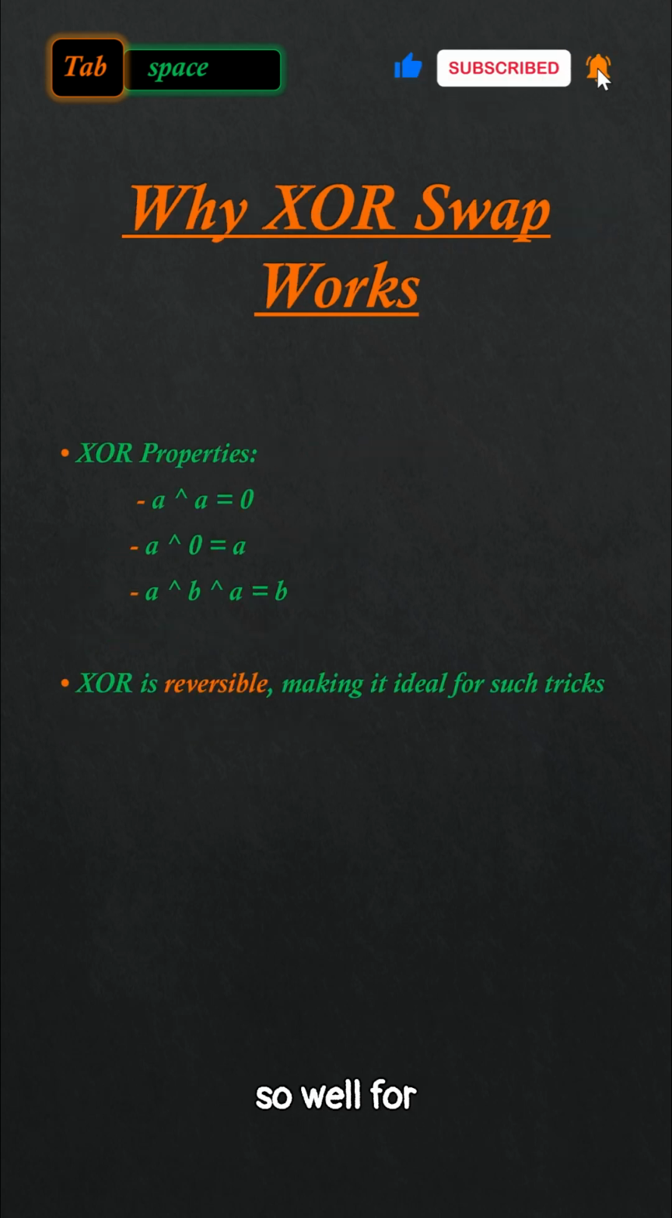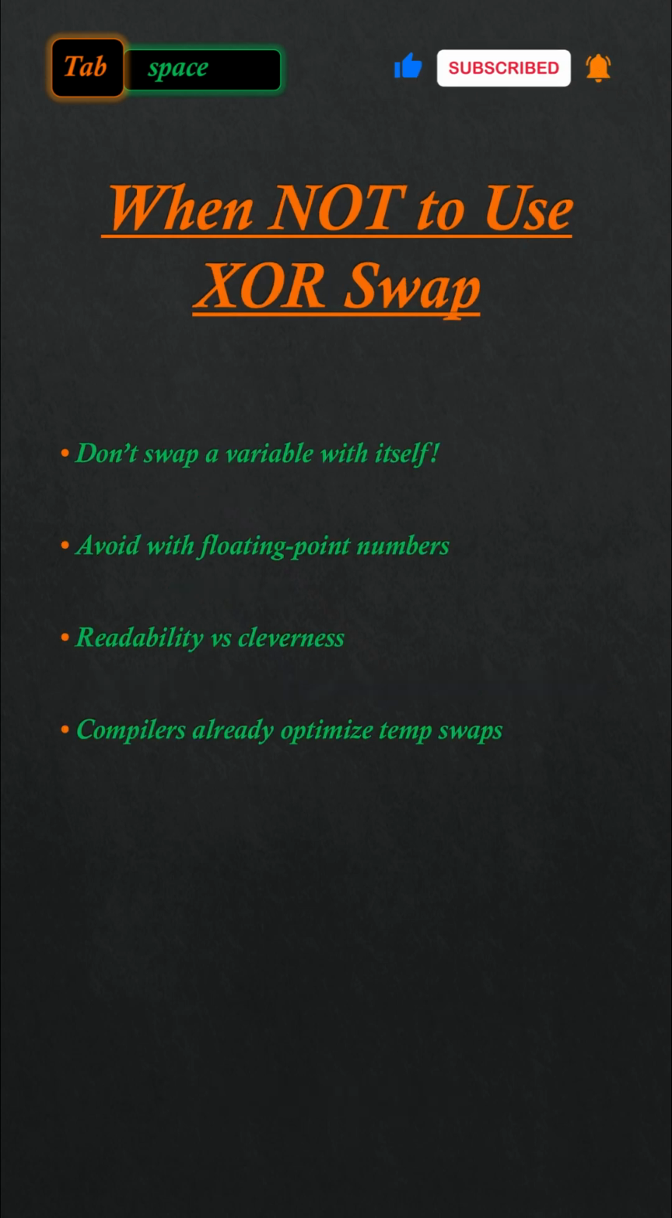Why does XOR work so well for swapping? The answer lies in the properties of the XOR operation. XOR has some interesting properties. A XOR A equals 0, A XOR 0 equals A, A XOR B XOR A equals B. Because of these properties, XOR is reversible, meaning we can undo the operation, which is crucial for swapping values effectively.